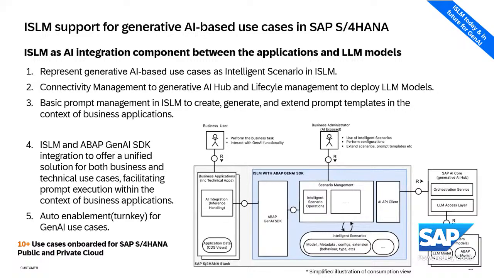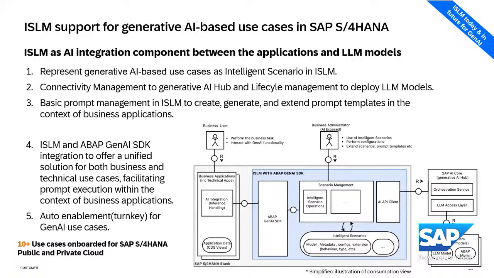Now, ISLM and ABAP AI SDK is providing a joint offering where both business AI use cases as well as any technical use cases on ABAP side, like code generation, can also be supported. And over here, this is a simple architectural picture that a business user kind of interacts with the business application. For example, a sales order to summarize some of its content. And here, an application developer would leverage the ABAP APIs offered by ABAP AI SDK to execute the prompts. And ISLM provides all the other capabilities. For example, the scenario management, the connectivity to generative AI hub, the complete model management lifecycle, the prompt management, etc.